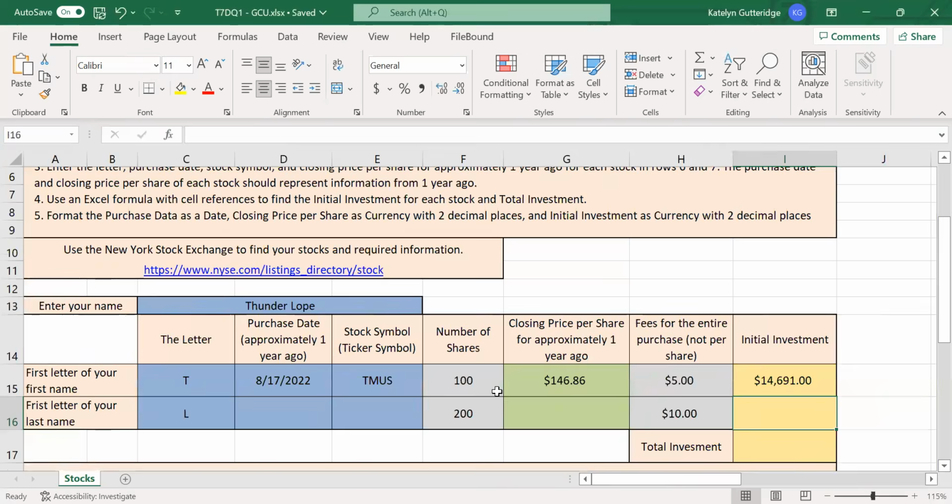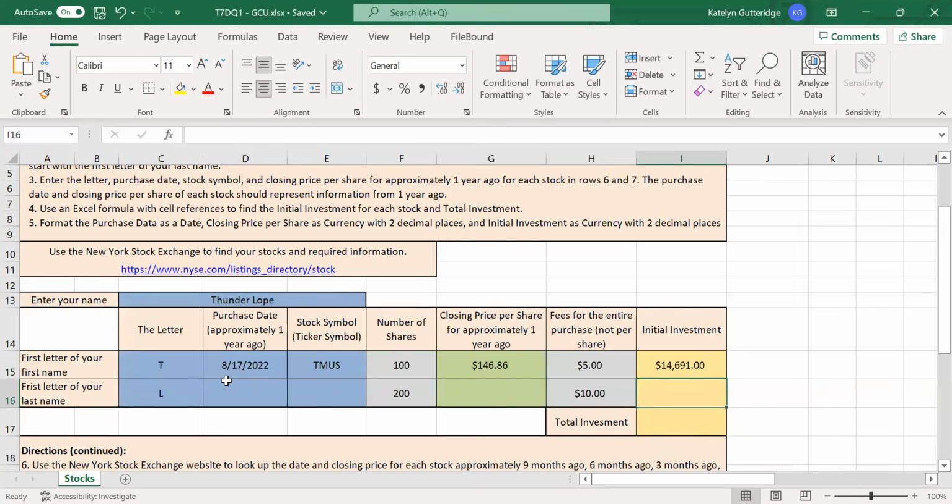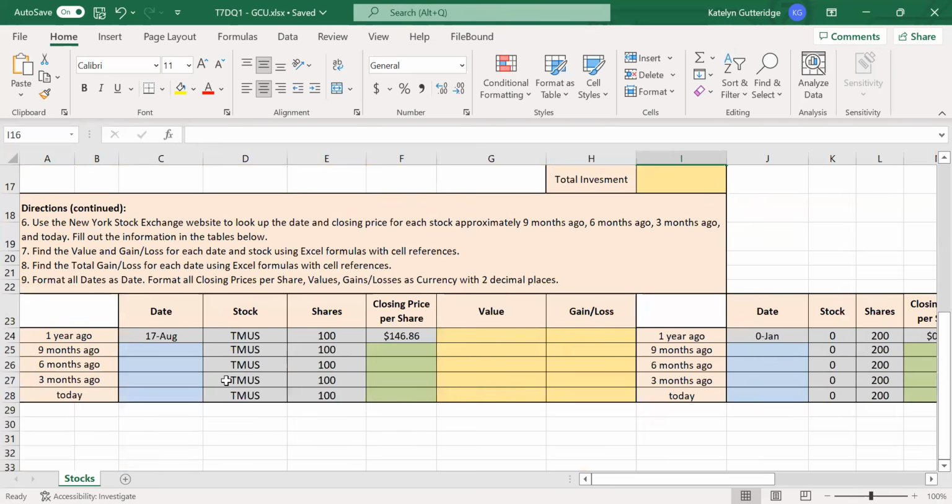After you fill in that information for your first stock, then you're going to want to go down to the table below. The very first table should have filled in with the initial information you entered above. So you should see the date for 1 year ago, and you should also see that closing price you entered in and your stock symbol. So I have my date that is transferred over here. I have my stock symbol. I have the number of shares, and I have that very first closing price that is the closing price for 1 year ago.